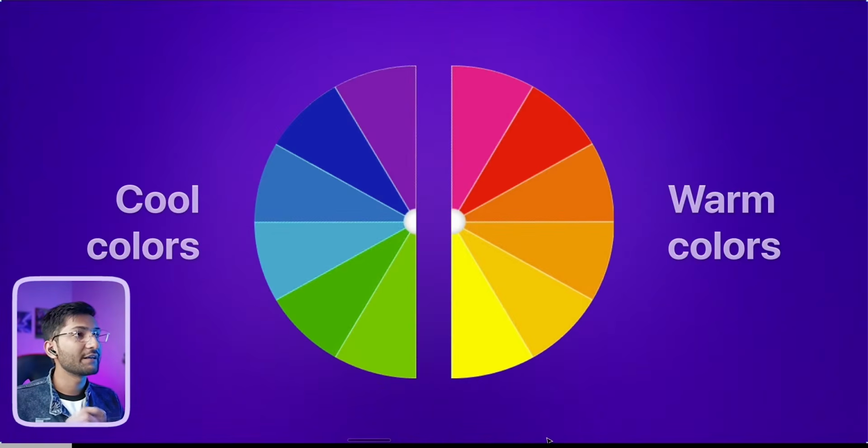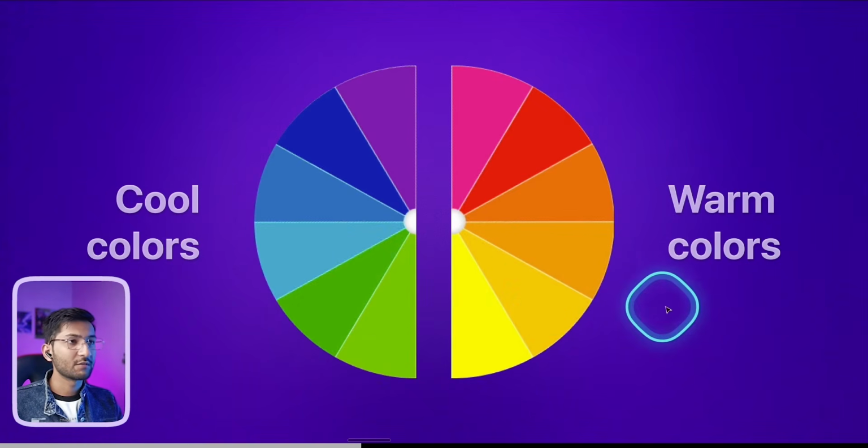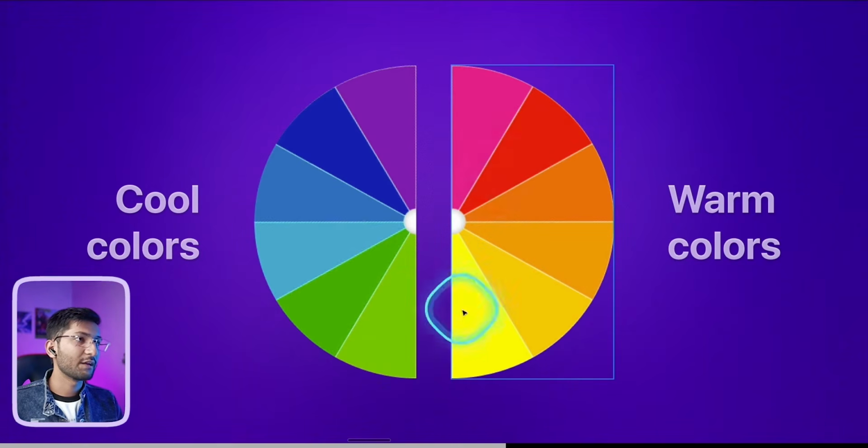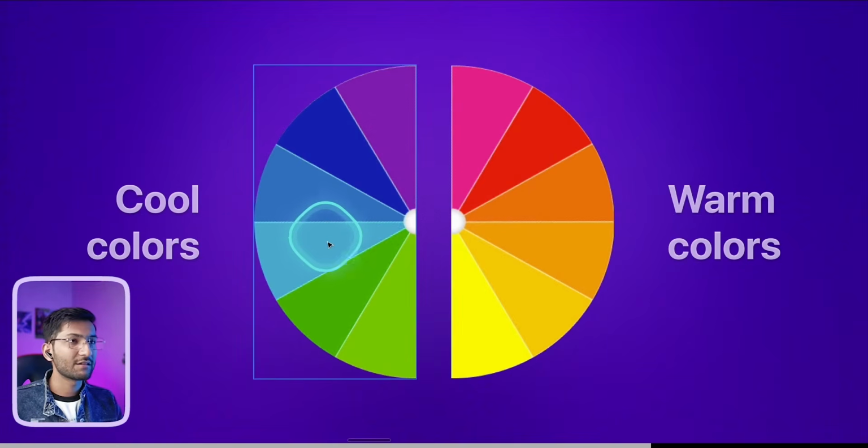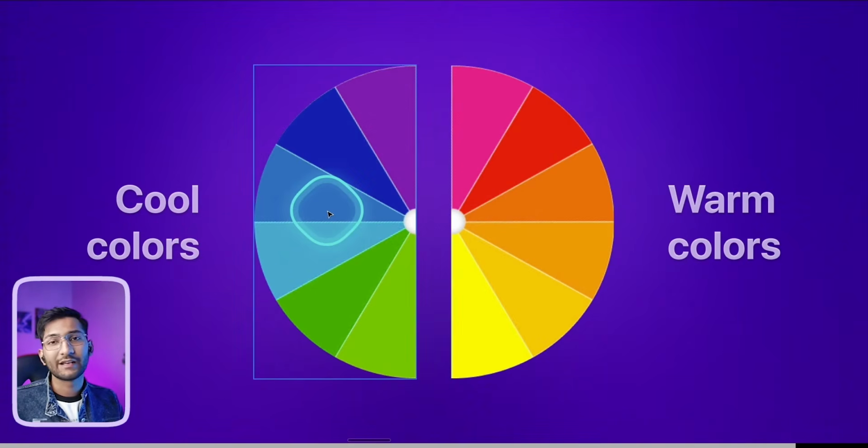Now the color wheel is mainly divided into two categories: warm colors and cool colors. These two categories are divided based upon how they make us feel. Warm colors are mainly the colors of sun or fire, and cool colors are found in nature and give a cool feeling like ice or water.